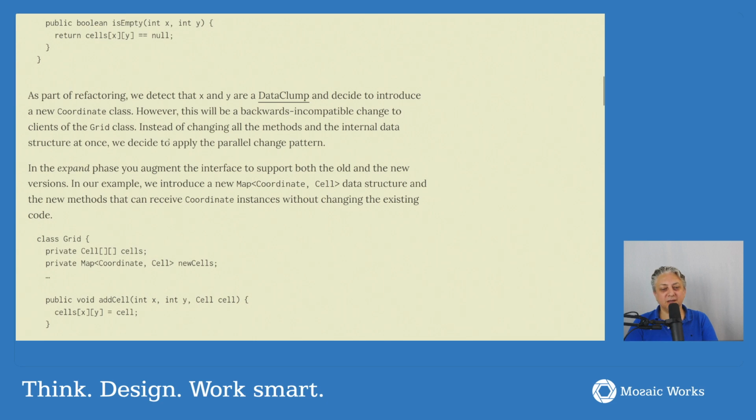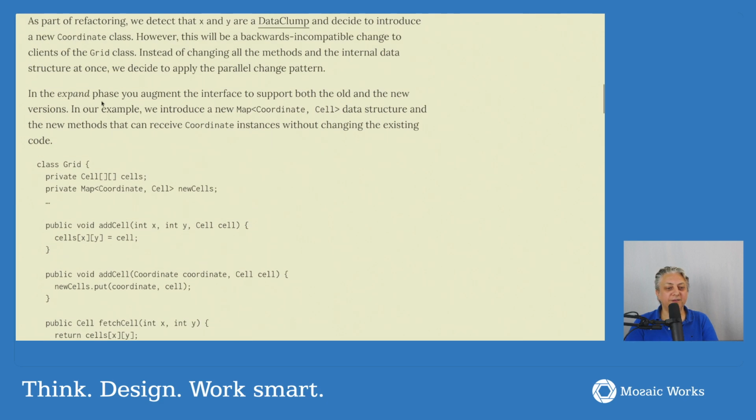Instead of changing all the methods and the internal data structure at once, we decide to apply the parallel change pattern. In the expand phase, you augment the interface to support both the old and the new version. In our example, we introduce a new map of coordinate and cell data structure and the new methods that can receive coordinate instances without changing the existing code.